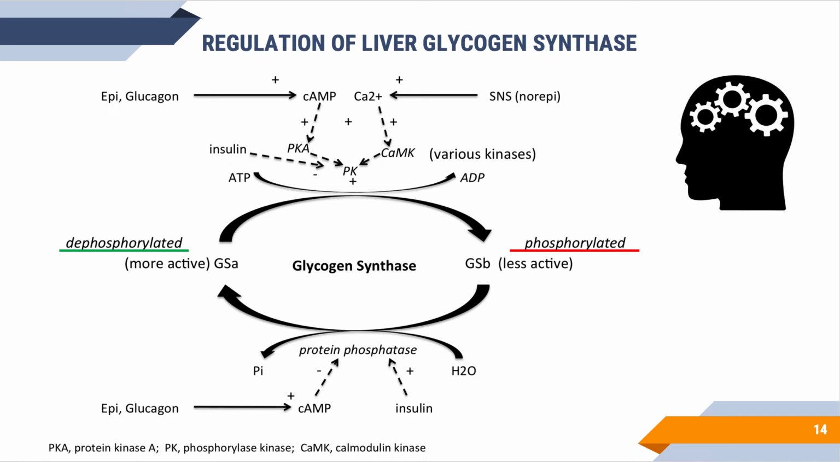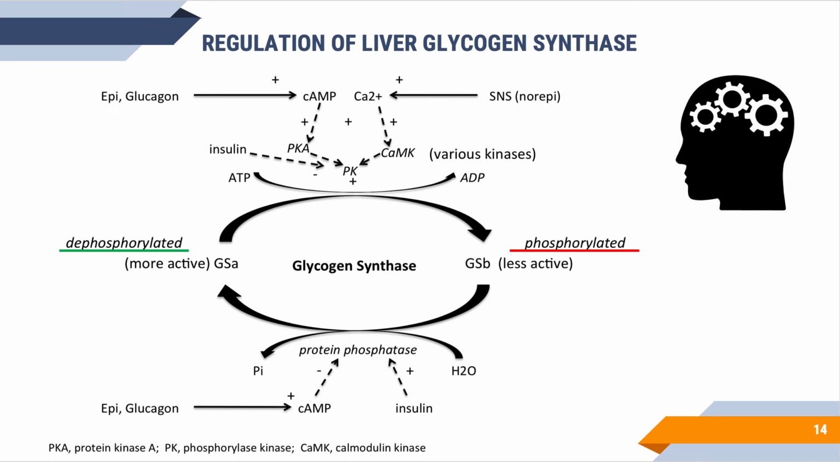Alternatively, when we think about epinephrine and glucagon, epinephrine is that stress response typically seen at the onset of exercise, and glucagon is a signal to raise blood sugar. If we want to raise blood sugar, we're going to need more glucose. If we want fuel for exercise, we need glucose to be broken down into ATP. So here we're going to see less synthesis activity, or less activity of glycogen synthase.